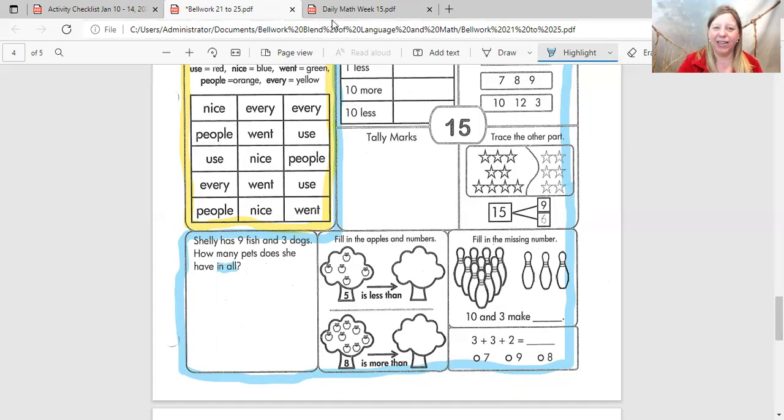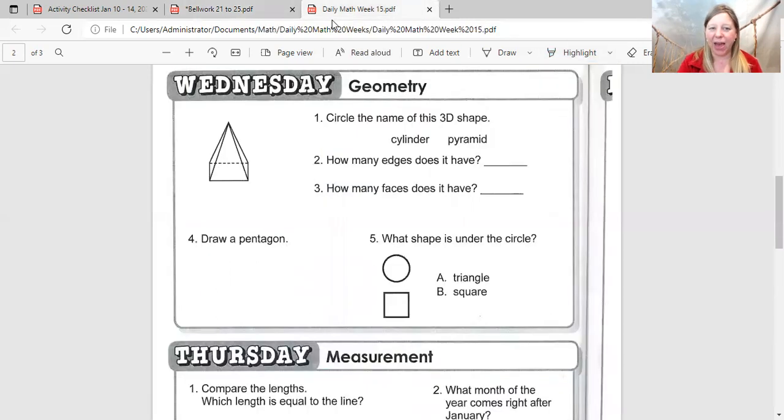Now we're ready for daily math. Daily math, week 15. In week 15, we're going to be doing Wednesday's activity. This is the geometry shape study. Here is an image of a 3D shape. Is it a cylinder or a pyramid? You need to circle the name of this 3D shape. Cylinder or pyramid?